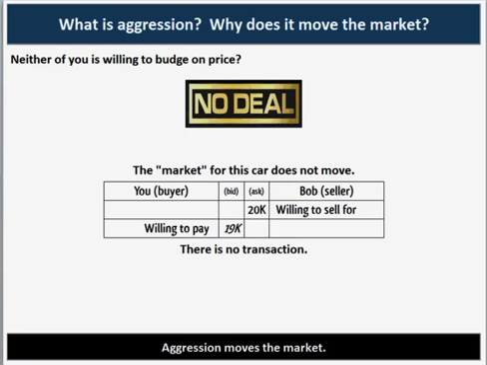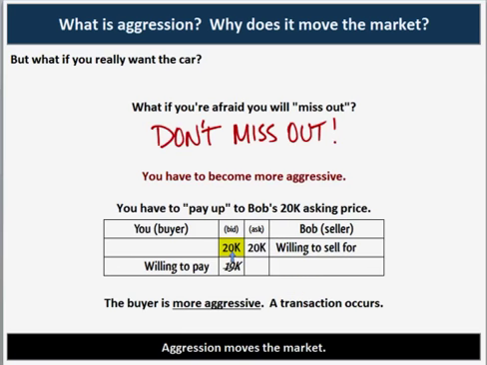There is no market for this car. In other words, Bob here is asking $20K, you're willing to pay $19K, you're not connecting. There is no transaction, there's no deal. In other words, the market for this particular car does not move. Nothing happens. Okay?